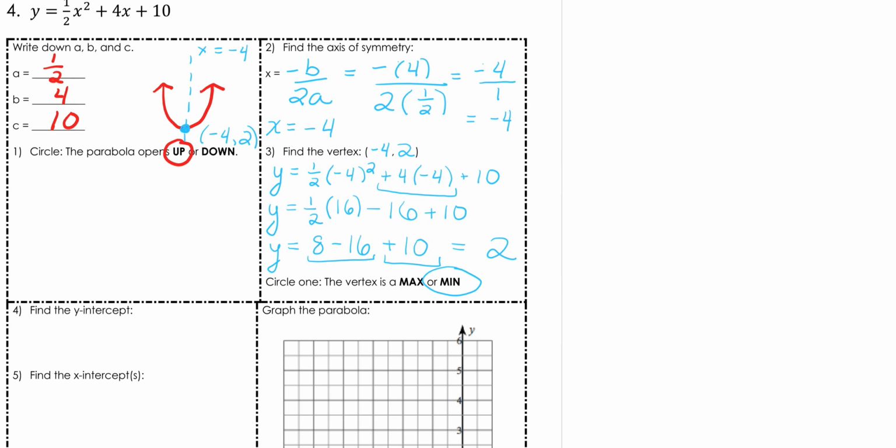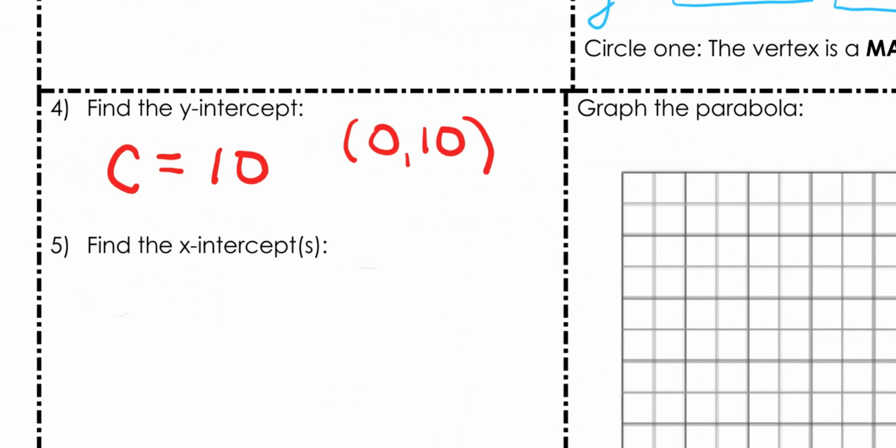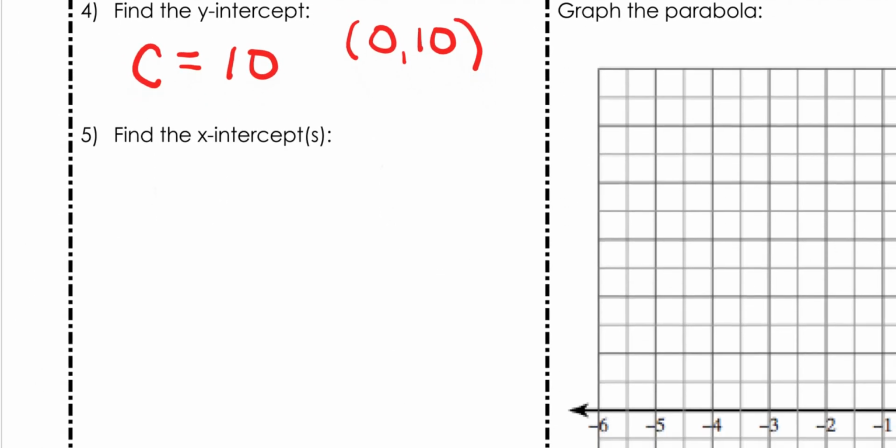And let's move on. Find the y-intercept. The y-intercept is your constant. So our constant c is equal to 10. So our y-intercept is going to be at 0, 10. All right, last piece here, we're going to find our x-intercepts.